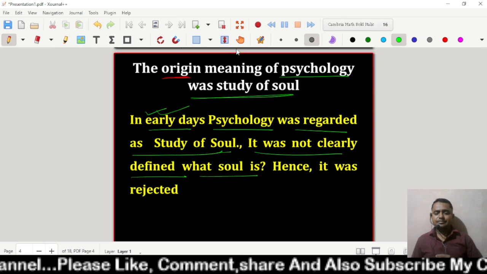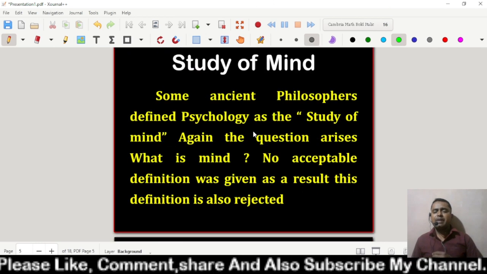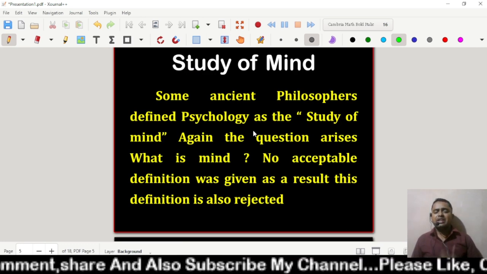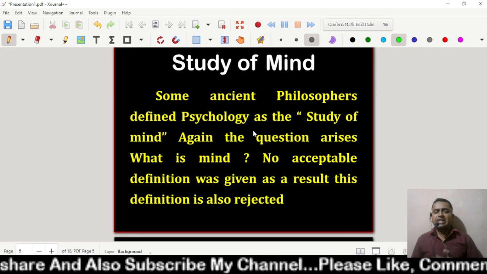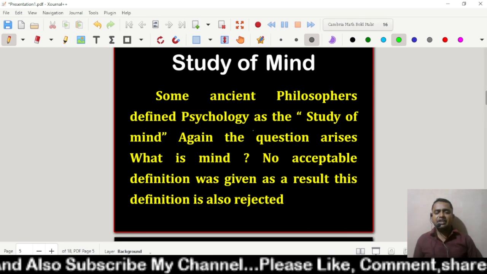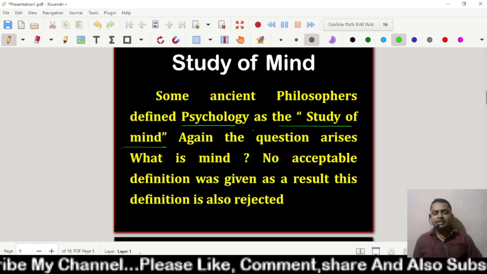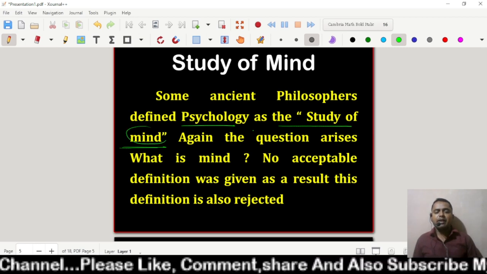Hence, this definition was rejected. Next, study of mind. Some ancient philosophers or psychologists defined the word psychology as the study of mind.